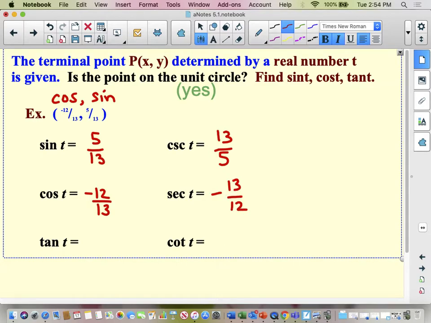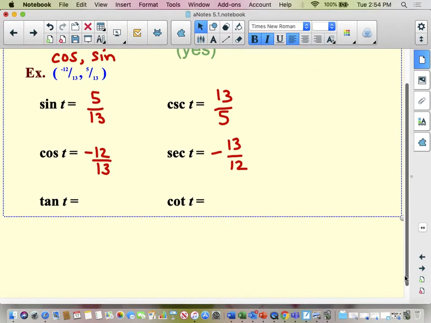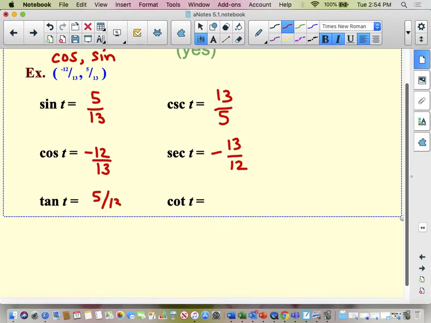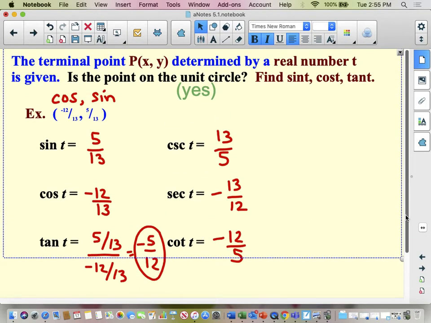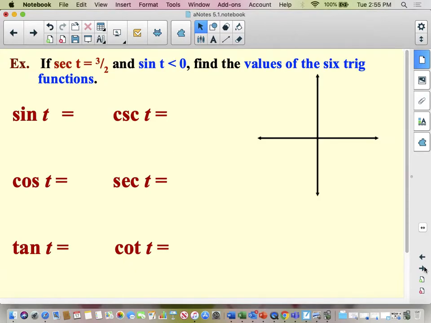Now, how might you deal with the tangent and the cotangent? Well, it doesn't really matter which one you pick first, but if I just focus on the tangent, I know that tangent is sine divided by cosine. So I'll just write that out. Okay, if you multiply by the reciprocal, the 13s will cancel out, and that's going to be -5/12. So that's your tangent value. And now that you know the tangent, the cotangent is just the reciprocal of that, so -12/5. Okay, so just a basic application to your reciprocal trig functions and unit circle, of course.